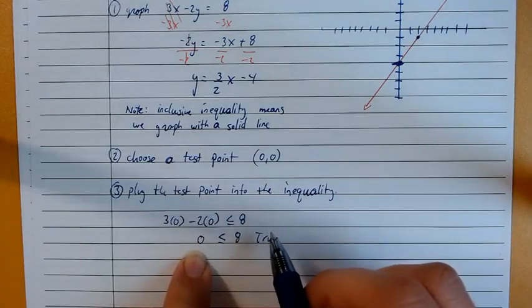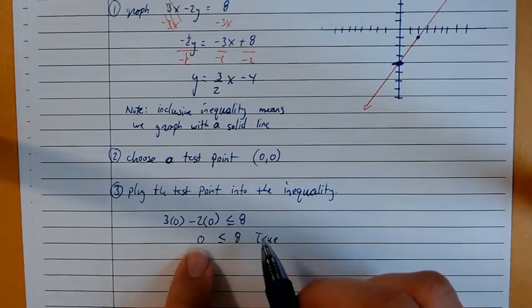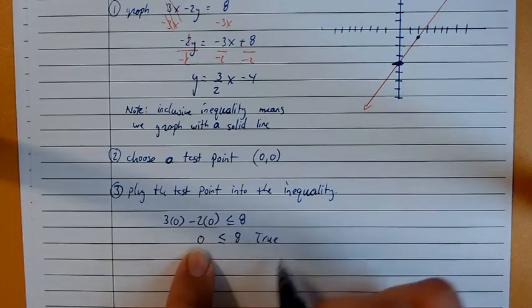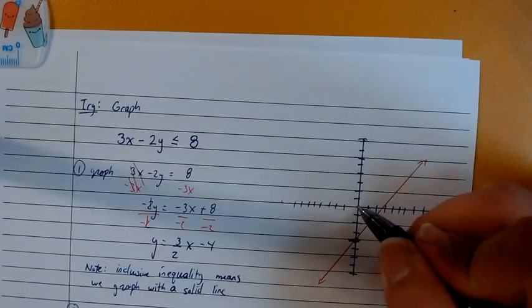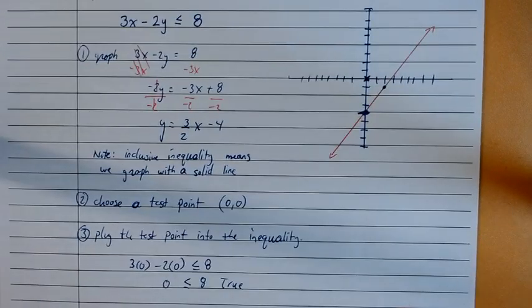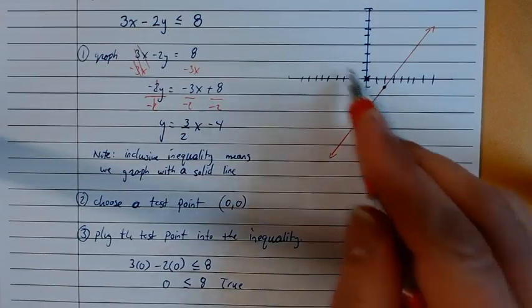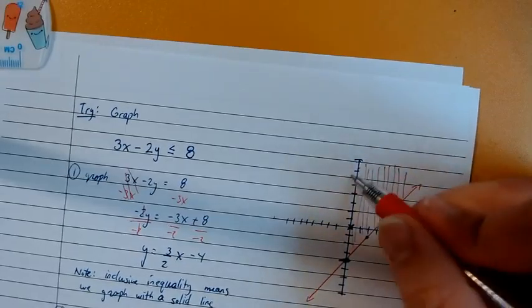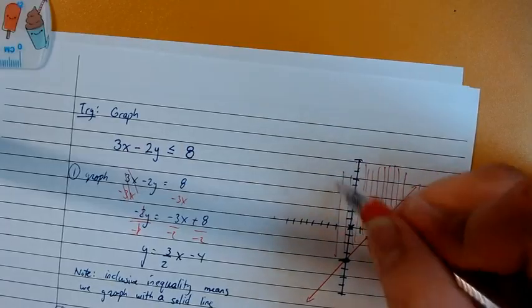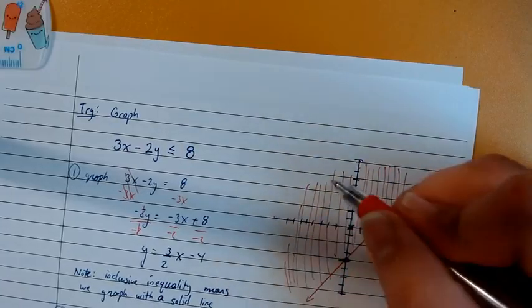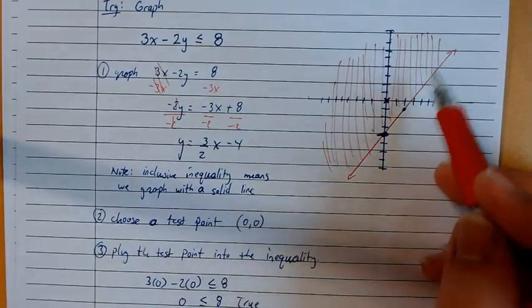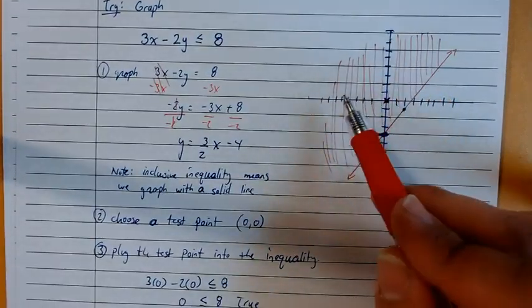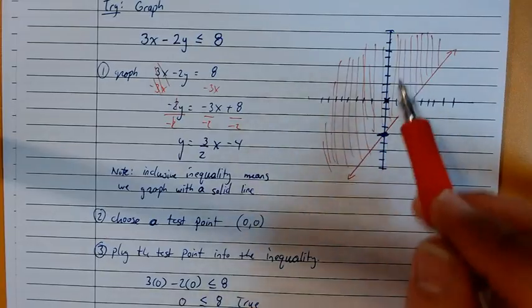Now remember, if you have a false statement, that means you want to move away from your test point. But in this case, we have a true statement, which means that our answers are going to be toward our test point. So here was our test point, (0, 0). And so our solutions are going to be this line and everything toward the test point. So graphically, we represent that by shading everything in this direction, toward the test point. And there we go. This line and all of these points up and to the left of this line represent the solution set.